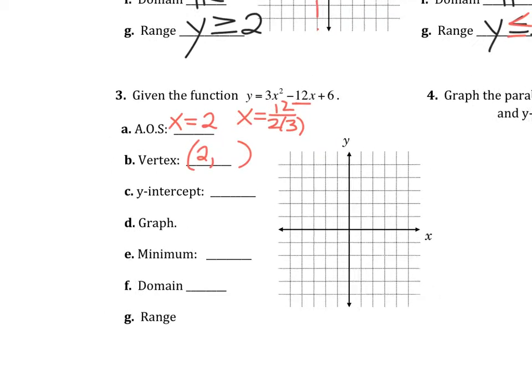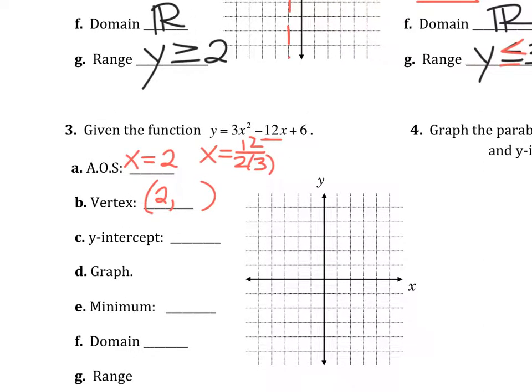And you're allowed to use your calculator, okay? All right, so we're going to go 3 times 2 squared is 12, minus 12 times 2 plus 6. Okay, hold on. So then we get negative 6. Oh yeah. Okay. All right, the y-intercept is when x is 0. You plug it in, and you get 6. Everyone okay so far? Okay, good.